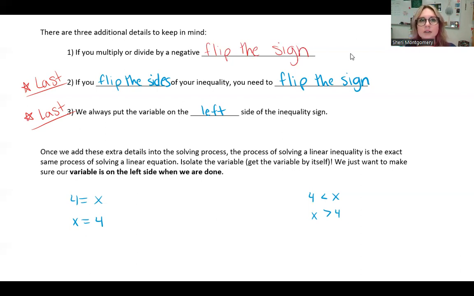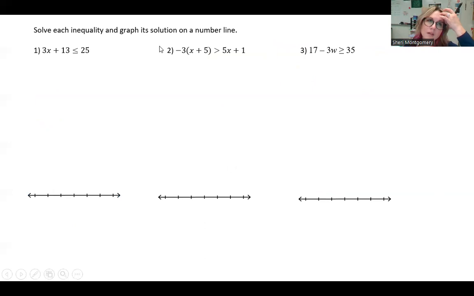So let's get started. The first one, I want you to try and solve this. It's not meant to be difficult. I want you to try and solve it and see what you get. You can't graph yet because I haven't taught you how, but all you're going to do is try and solve it.